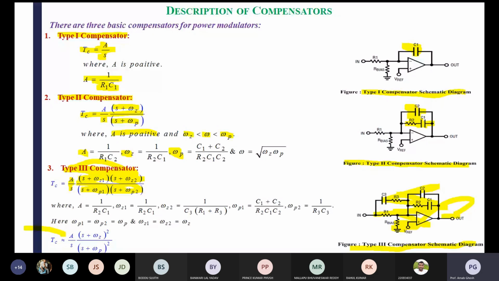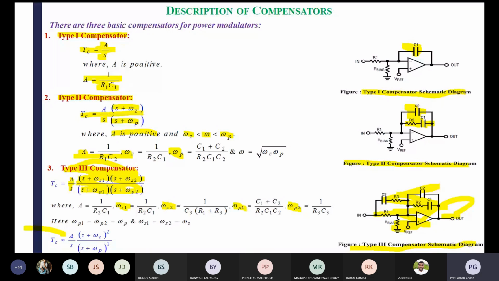Here you can see the structure of the type 3 compensator and its transfer function. Then you can see the locations of the zeros: two zeros are there. Then two poles you can see. It means it's a lead controller with a pole at origin, basically the type 3 compensator in power electronics.